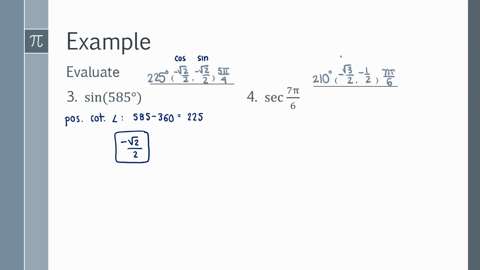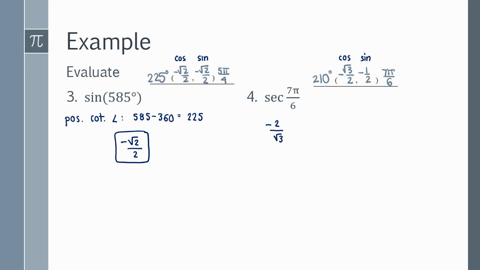negative a half. So secant is not going to be on the unit circle because the ordered pair is cosine and sine. But secant relates to cosine. It is the reciprocal of cosine. So I'm going to take that first fraction and I'm going to flip it around. I'm going to keep the negative on the top. It doesn't really matter, but I only want one negative sign.